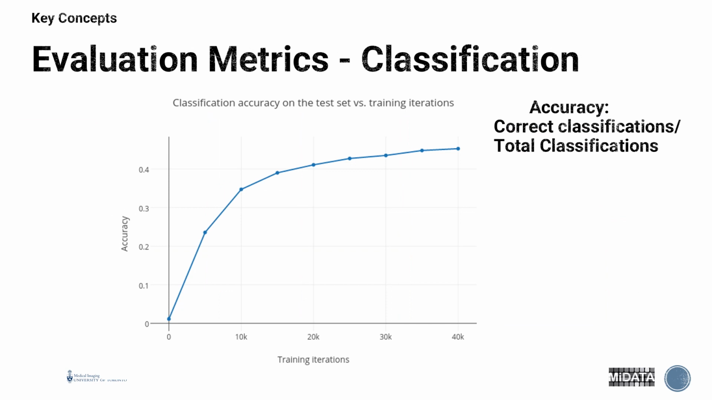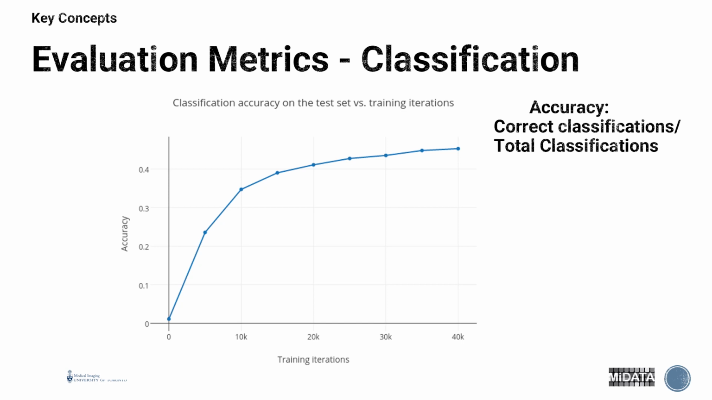So the next key concept is evaluation metrics. And in this case, we're going to start off with classification. So we're going to look at the classification accuracy on the test set versus the training iterations. If you look on the x-axis, you have the training iterations, so the number of times we've gone through the training process. This can also be considered epochs. On your y-axis is the accuracy as measured between 0 and 1, with 1 being 100% accuracy.